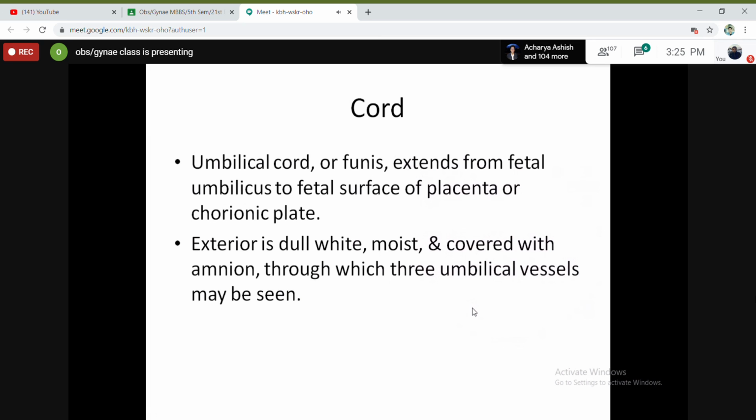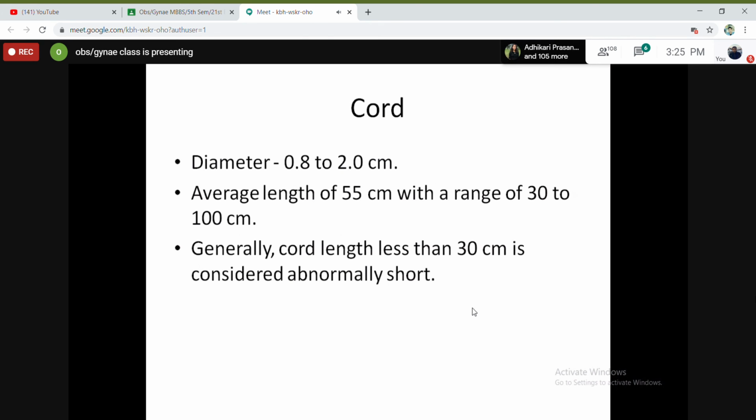The umbilical cord is also known as funis. It extends from the fetal umbilicus to the fetal surface of the placenta, or the chorionic plate. Exteriorly, it is dull white, moist, and covered with amnion, through which the three umbilical vessels may be seen. Its diameter is around 0.8 to 2 centimeters. Average length is 55 centimeters with a range of 30 to 100 centimeters. If the length of the cord is less than 30 centimeters, it is considered abnormally short.